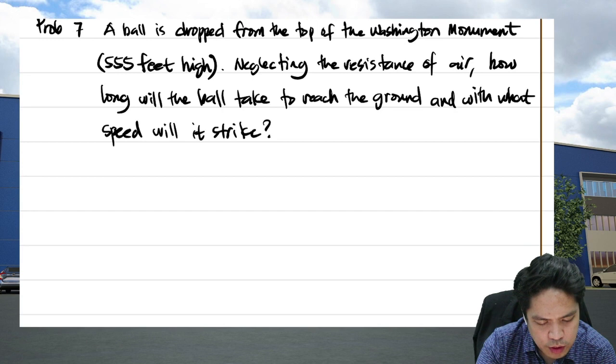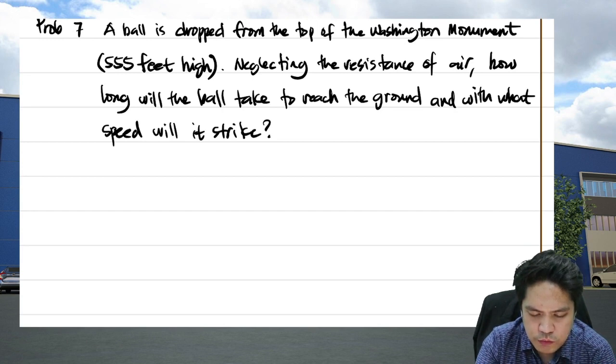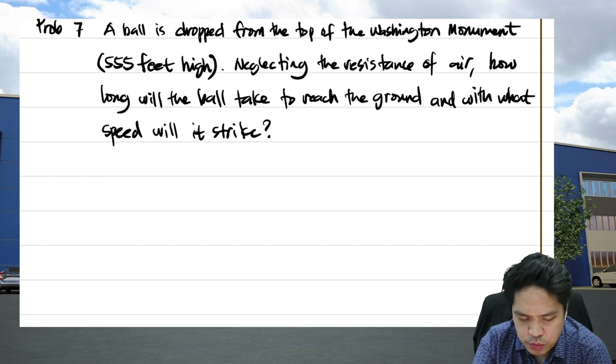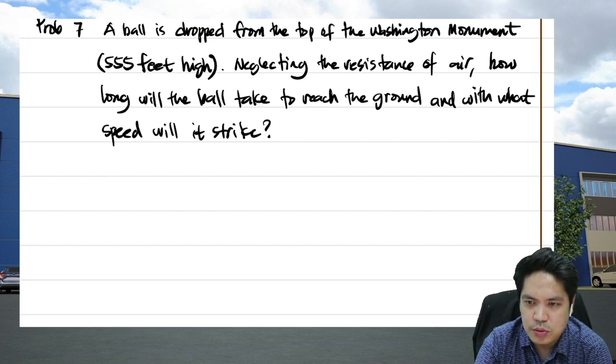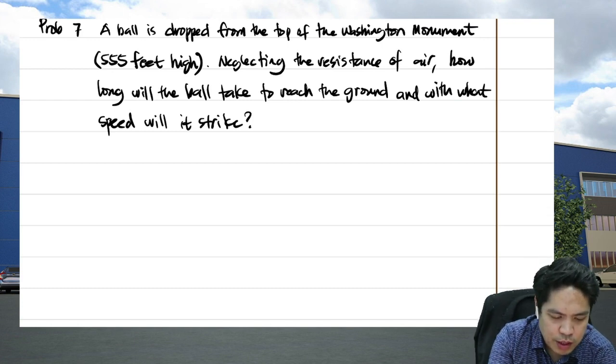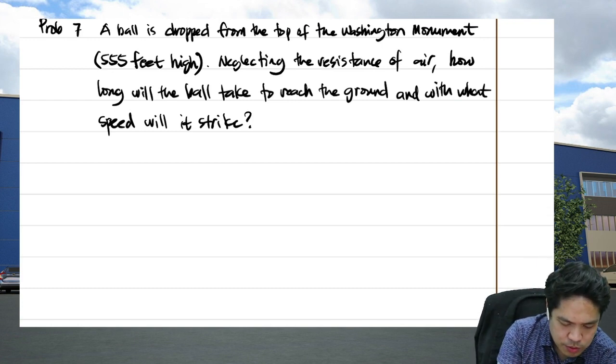Problem number 7, a ball is dropped from the top of the Washington Monument 555 feet high. Neglecting the resistance of air, how long will the ball take to reach the ground and with what speed will it strike? Okay. So pang physics na siya na problem but we'll apply integration dito.